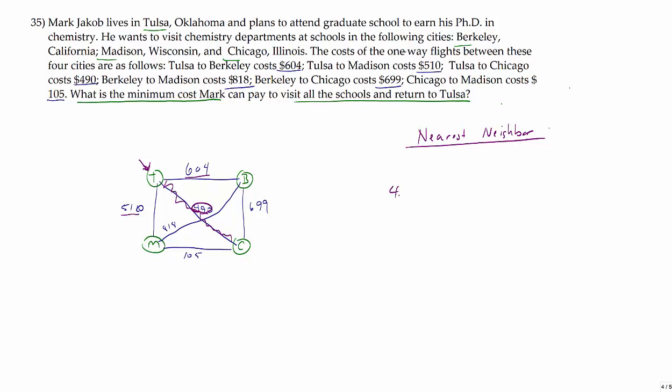So I got 490. And again, I'll just keep track of it here. So T to C. All right. Now I'm over here at C. Which edge is going to be the least expensive after this one? So I basically have 2 options. I can go from C to B, which is $6.99, or I can go from C to M, which is $105. This one is cheaper, so I'm going to take that route. So I'm going to go from C to M, and that's going to add $105. Okay, now I'm at M. I only have one choice here because I need to go from M to B, so that's going to be $8.18.